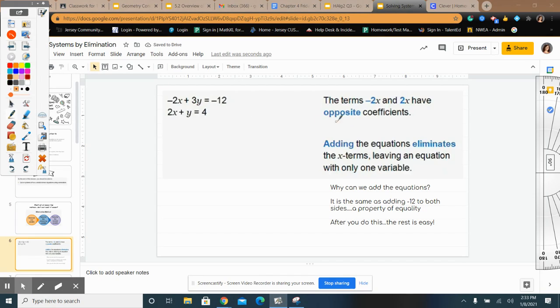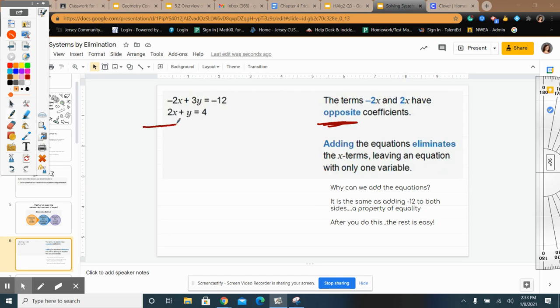And the thing you like to do is you like to find what's the easiest variable to eliminate, to get rid of. And if you have opposite coefficients, it's always the best. You always look for opposites. You always line it up first, make sure you have x, y equal number, and then look for opposites. Well, since negative 2x and 2x are opposites, I can easily eliminate them if I would add them together.